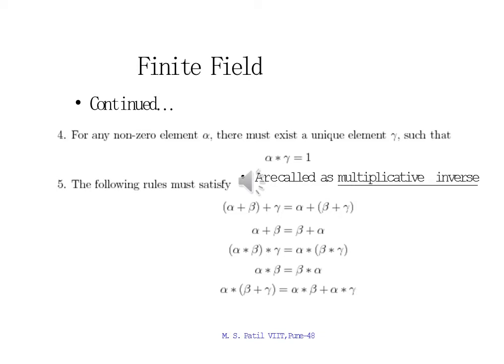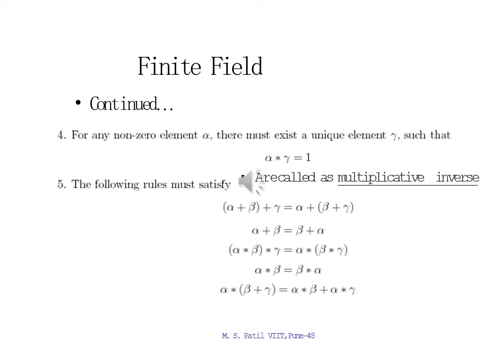Please remember. So the first point of this slide is, for any non-zero element alpha, there exists a unique element gamma such that alpha into gamma is equal to 1. Then we say that alpha and gamma are multiplicative inverses of each other. So the fifth point is, all the rules which are satisfied in our normal mathematics, that is commutative, distributive and associative, are applicable for a field also.